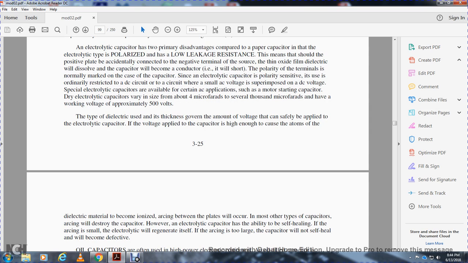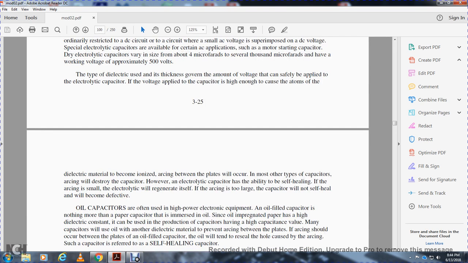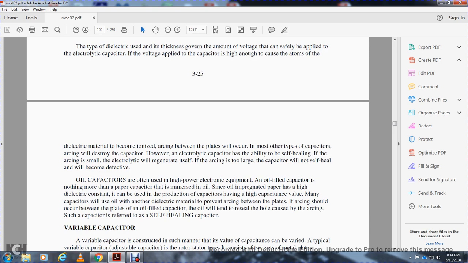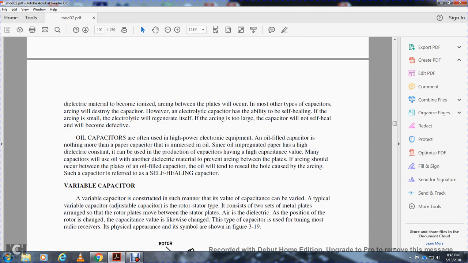The type of dielectric used and its thickness govern the amount of voltage that can safely be applied to an electrolytic capacitor. If the voltage is high enough to cause the atoms of the dielectric material to be ionized, arcing between the plates will occur, which in most other types of capacitor destroys the capacitor. However, electrolytic capacitors are able to self-heal from small arcing. If the arcing is too large for the capacitor to self-heal, it will be defective.